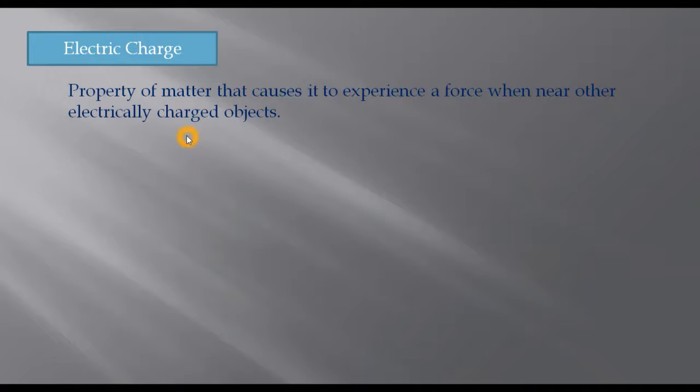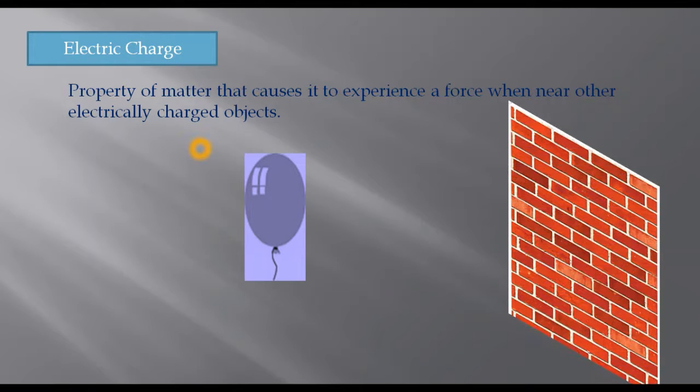So let's look at some of the examples again. Let's take a simpler example, the same example of a balloon. You rub this balloon on your hair, dry hair. What happens then? Before you rub the balloon and you bring it near a wall, what happens? The balloon didn't show anything, didn't exhibit any property. But after rubbing the balloon, the balloon gets electrically charged.